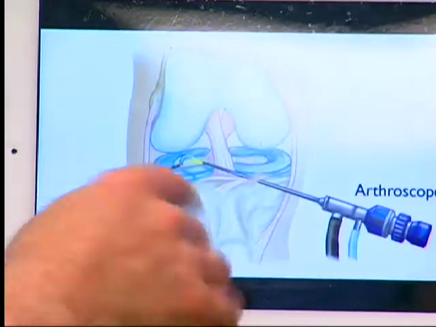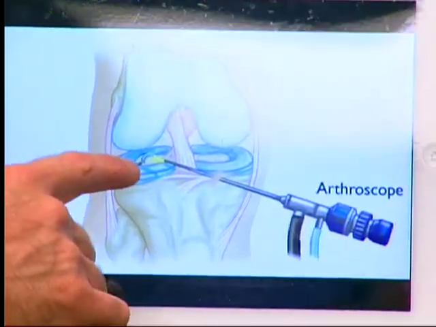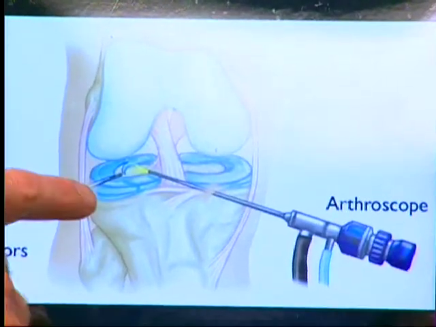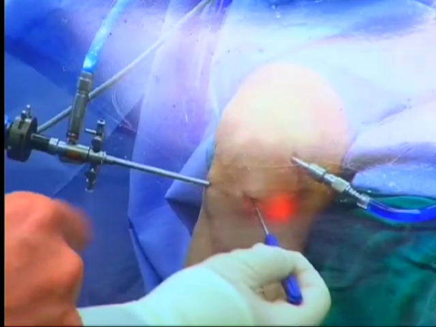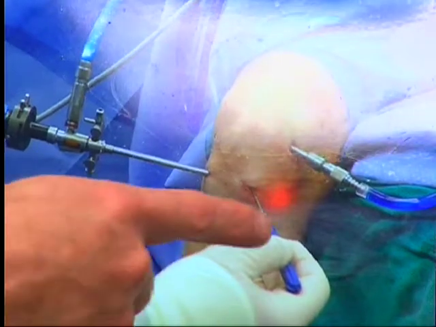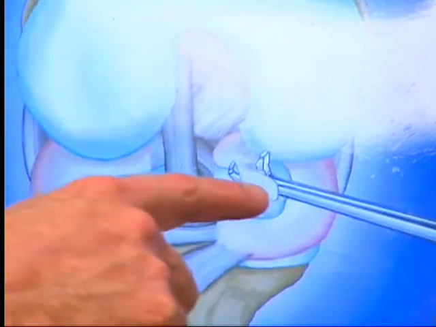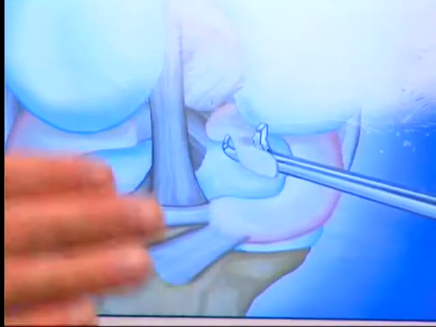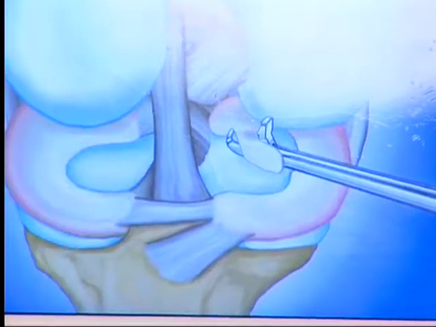Sure. Now here's the arthroscope into the joint, and we're looking at the tear, and these are the arthroscopic scissors in there. And this is the actual picture of the surgery being performed. Here are the scissors working, and we just trim it back, and we want to recreate that semicircular shape. Gotcha.